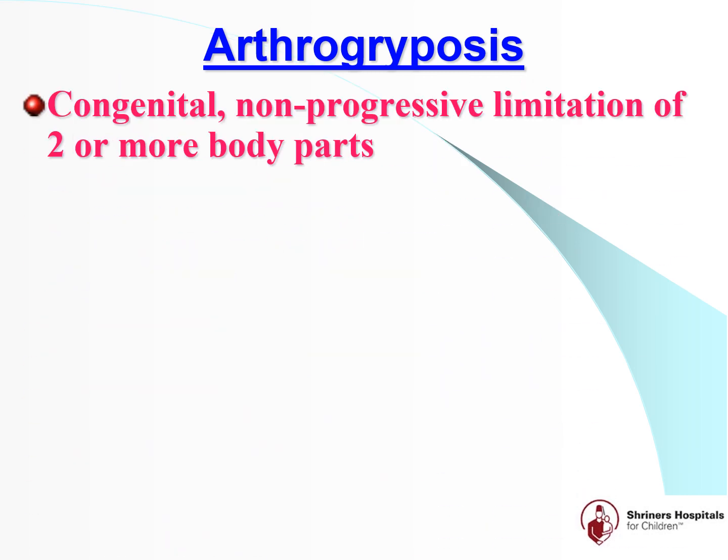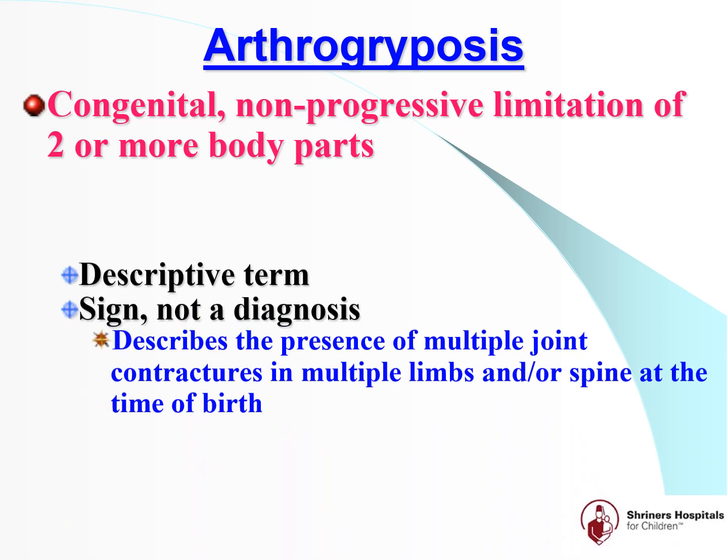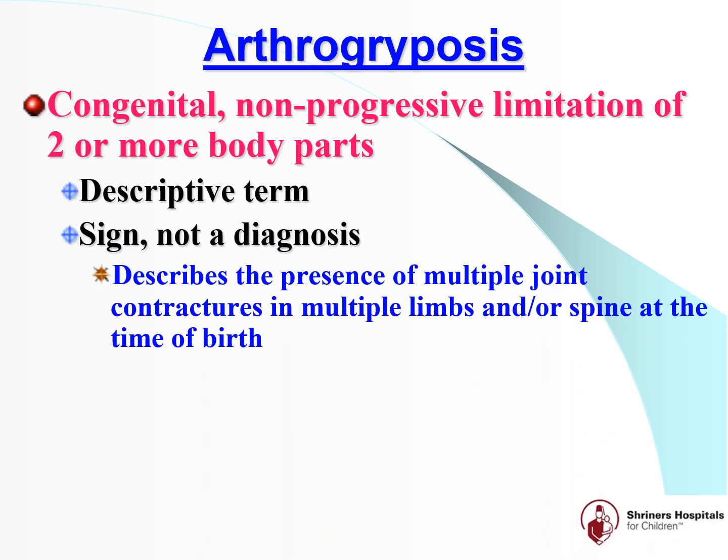The definition of arthrogryposis is a congenital, non-progressive limitation of two or more body parts, meaning that the contractures were present at birth. They are non-progressive in that a normal joint cannot become abnormal, and they can't be a single body part but must be more than one body area, such as both the hips and the feet. Arthrogryposis is not a diagnosis of itself, but a descriptive term for a baby born with multiple contractures in multiple limbs, maybe including the spine.